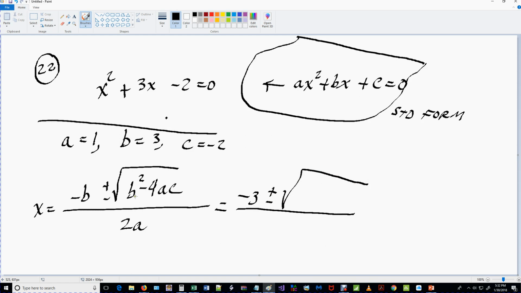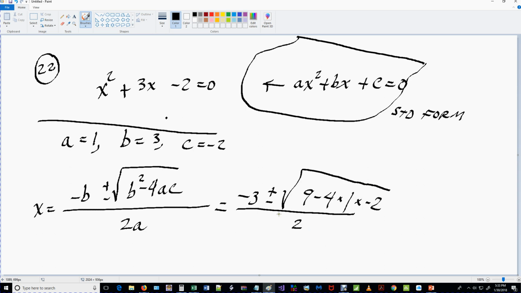Now b squared, that's the first number going inside the radical. b squared is 9. That's easy to see because 3 is b. b squared will be 9. Alright, so 9. And then minus 4 times a. a in this case is 1. Alright, so times 1 times c, according to the formula, c will be minus 2. I'm going to just leave it like that, no parentheses. And alright, so all of that under the radical. On the bottom you have 2 times a. a is 1, right? So 2 times 1 will be 2. Let's go ahead and do 2.